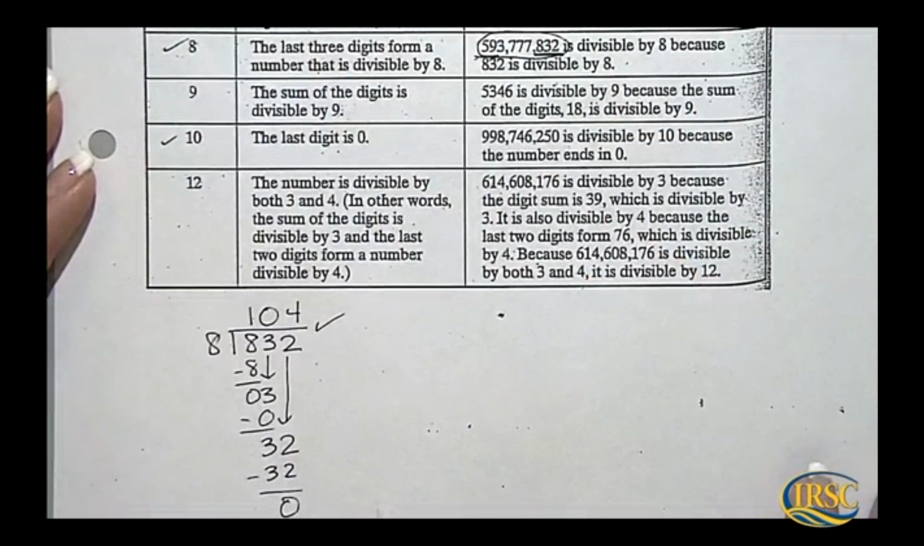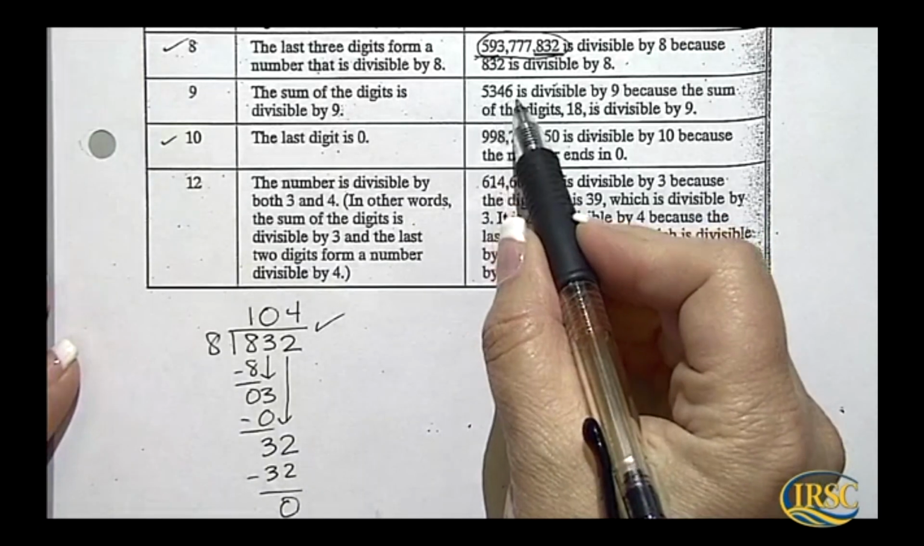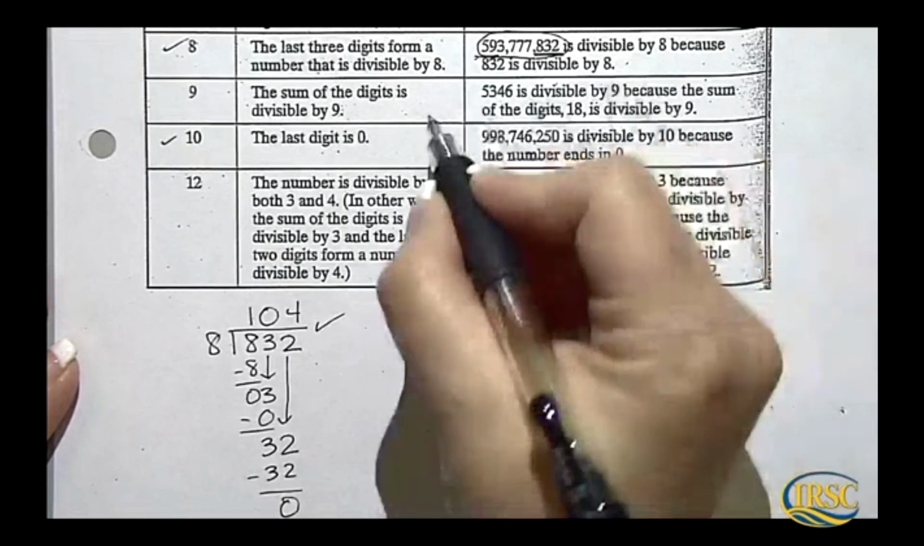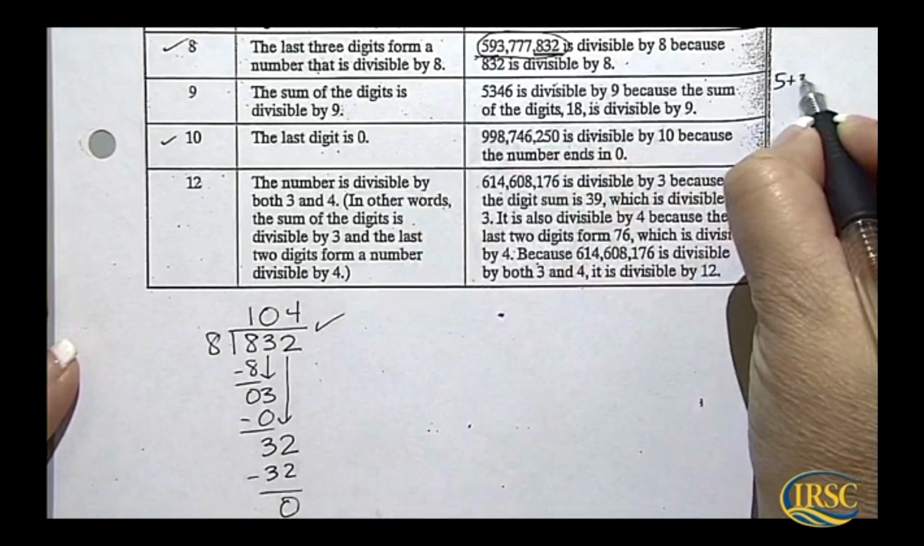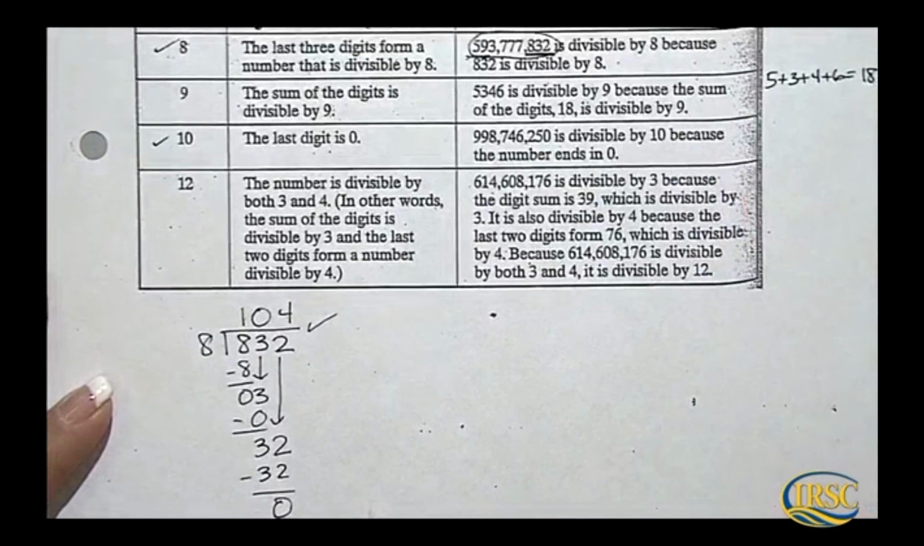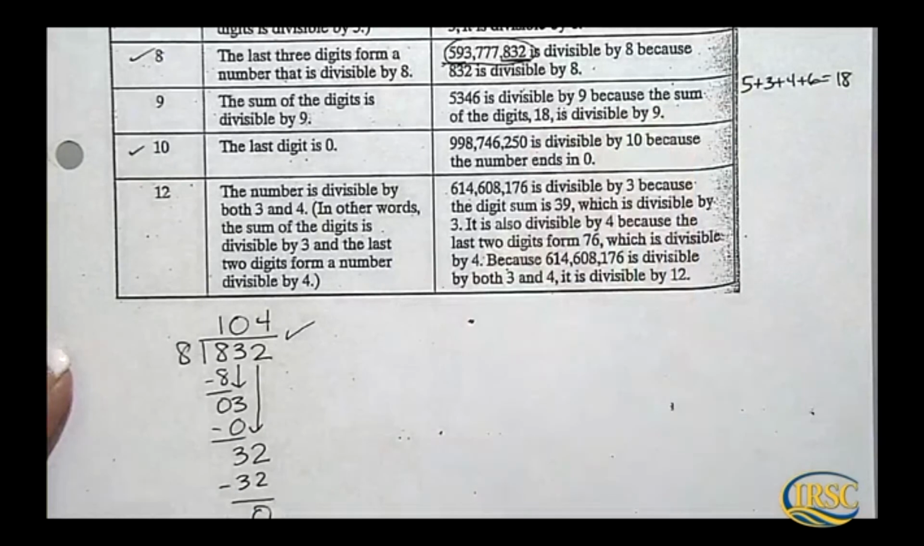The next trick is 9. So you know how for 3, you have to add up the digits to see if it's divisible by 3? Well, 9 is very similar, but that number has to be divisible by 9. So add up all the digits, looking at 5,346. So if you add up those numbers, it equals 18. Okay, it didn't show it to you here, so adding that up, that equals 18. And so therefore, since 18 is divisible by 9, then that large number is also divisible by 9.